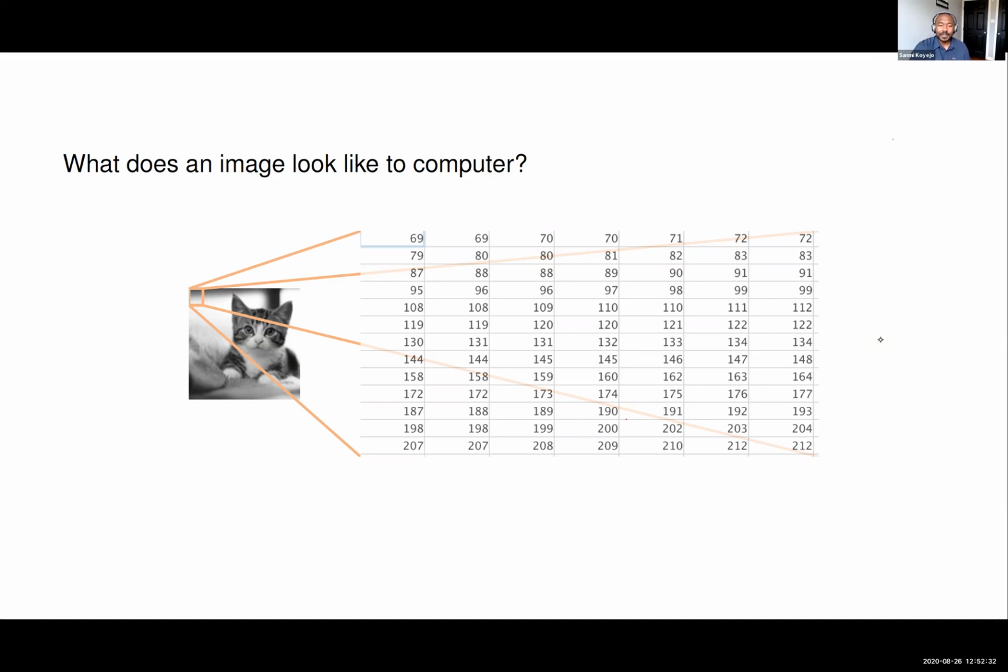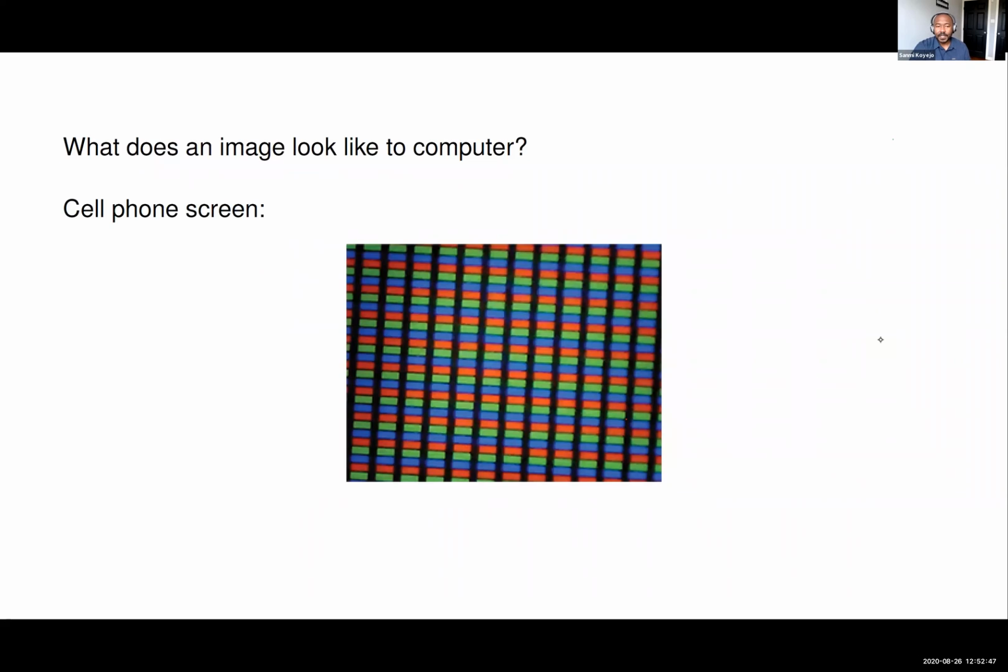And so this picture of a cat, in terms of storage on a computer and what a computer, quote unquote, sees, looks like a large array of numbers, where each number specifies the intensity of a particular pixel. It's very similar for color pictures.